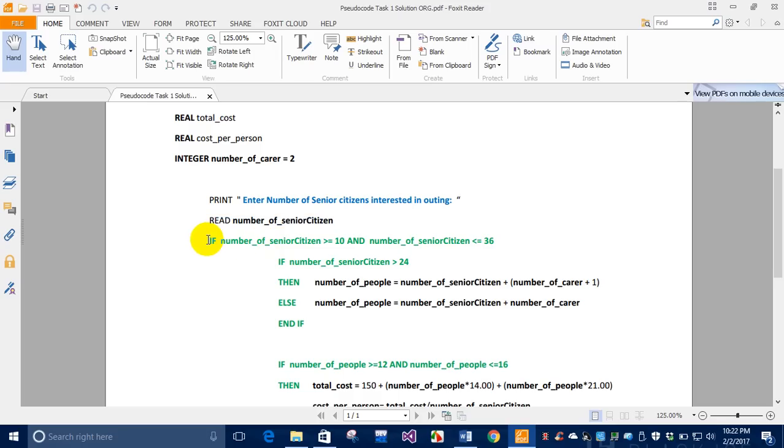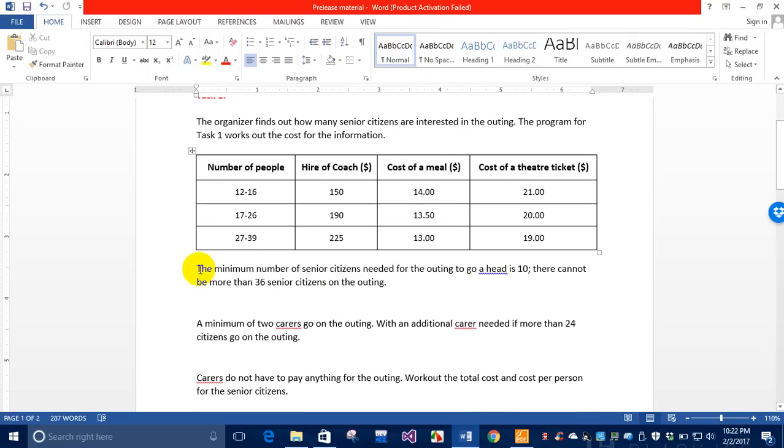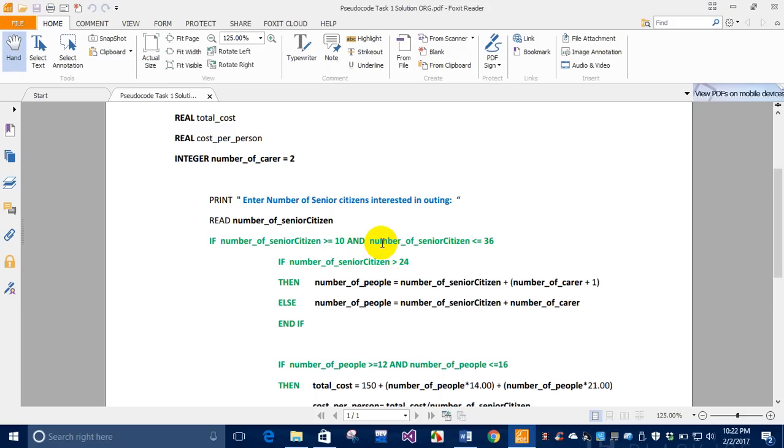Then I'll put the check, like I mentioned, that if the number of senior citizen is greater than or equal to 10 and the number of senior citizen is less than or equal to 36. The very first check over here, this one. If the condition is true, I'll move to the next if statement. This is the nested if else structure. I'm putting an if statement inside, so it is called the nested if else concept.